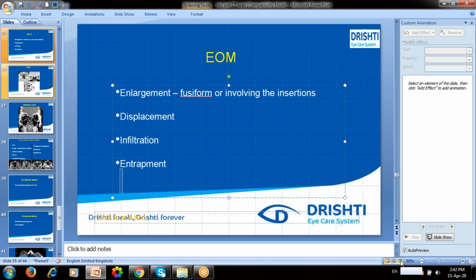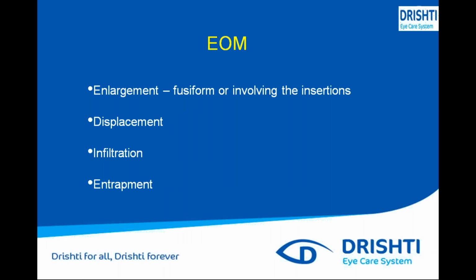So coming to the EOM. EOM is extraocular movement involvement. If your extraocular muscles have been involved, what has to be seen? In your extraocular muscles, whether enlargement of the muscles is there or not has to be seen. Whether displacement of the muscles is there or not has to be seen. Infiltration means the spreading of the tumor in the extraocular muscles, whether it is there or not has to be seen.